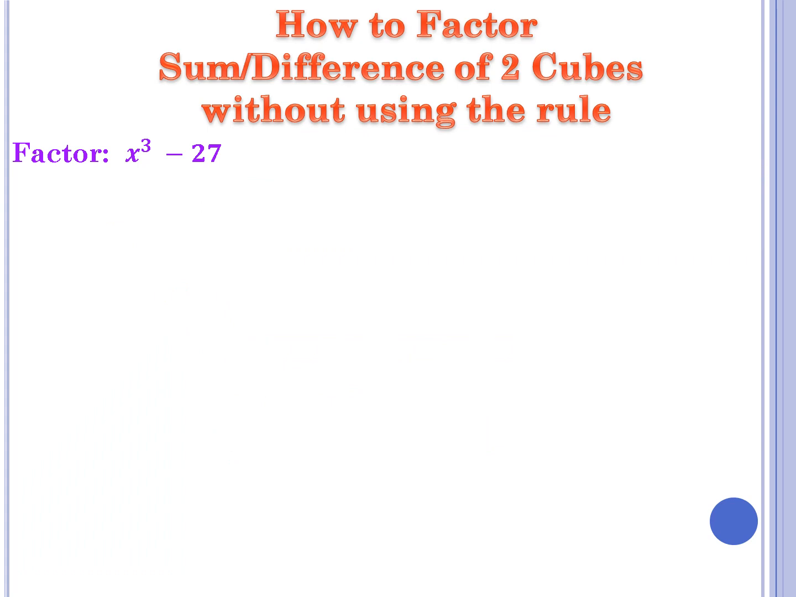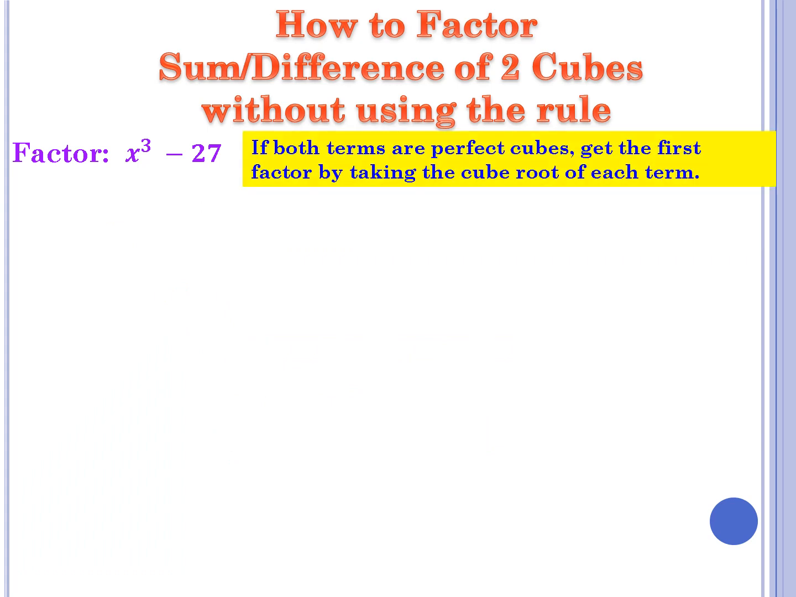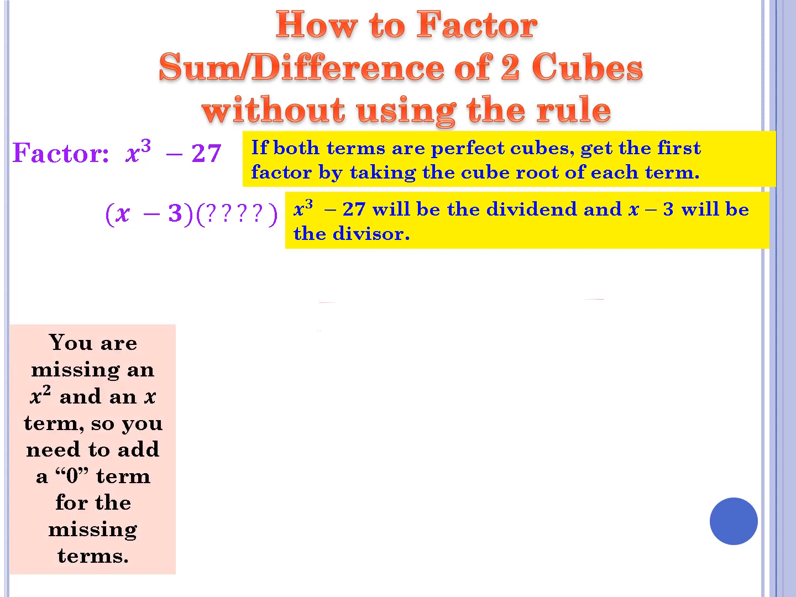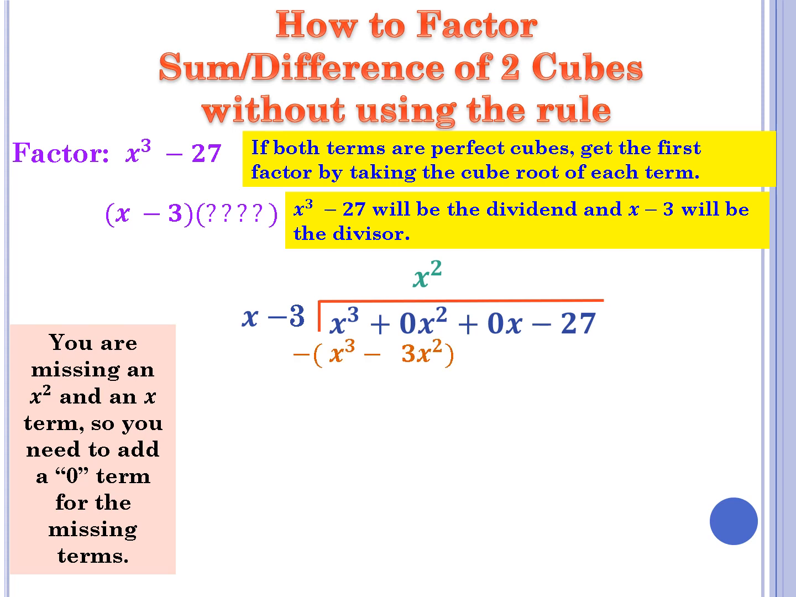Now, showing you the same thing with long division, okay? So, x minus 3 times what? Again, I have to put in x cubed minus 27 as the dividend, and x minus 3 is your divisor. But again, you have to put in 0 terms. So that would be x squared, so plus, negative, positive, boom. That would be 3x squared.